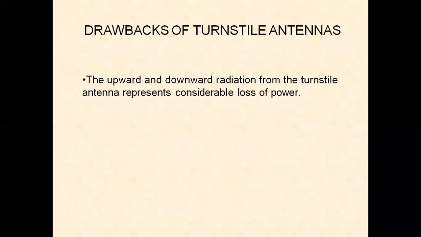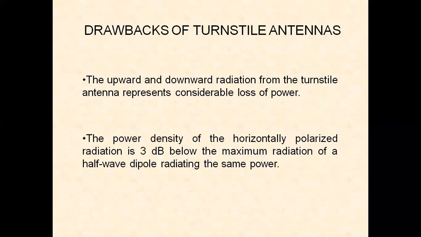The drawbacks of the turnstile antennas: the upward and downward radiation from the turnstile antenna represents considerable loss of power. There is certain loss of the power. The power density of the horizontally polarized radiation is 3 dB below the maximum radiation of a half-wave dipole radiating the same power. The gain of the turnstile antenna is actually about 3 dB less than that of the single dipole in its direction of maximum radiation, because each element of the turnstile receives only one half of the transmitted power.